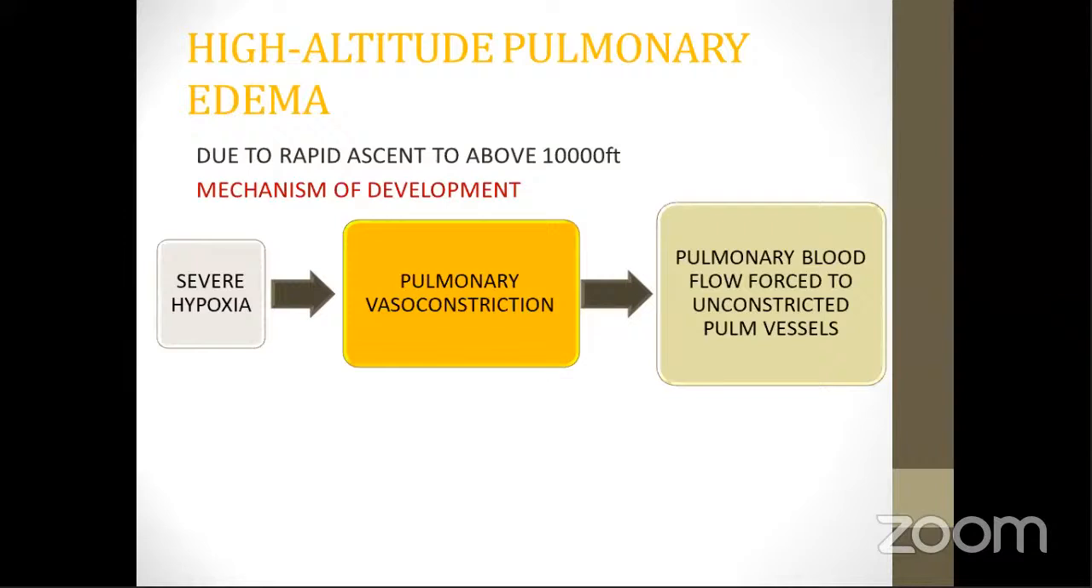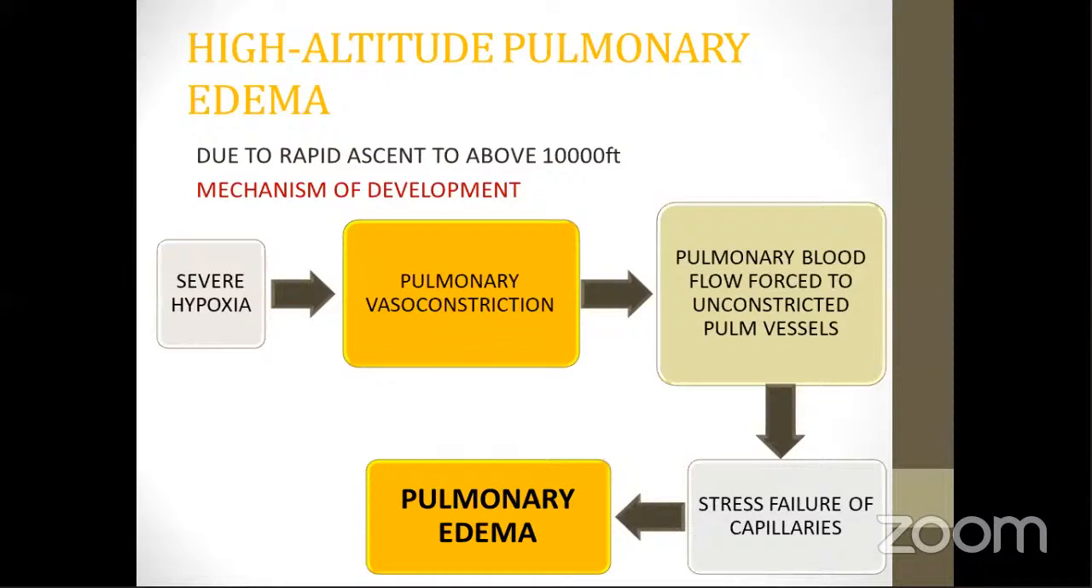There are some vessels in the lungs which are not constricted, and these unconstricted vessels will get increased blood flow due to the increased pulmonary pressure, resulting in stress failure of capillaries. On hypoxia exposure, there will be pulmonary vasoconstriction in most areas, but in some areas there will not be vasoconstriction. So the increased pulmonary blood flow will be forced to these unconstricted vessels, and that will cause stress failure of capillaries. Failure of capillaries means there will be fluid leak into the interstitial space, and that will result in pulmonary edema. Okay, this is the mechanism of development.